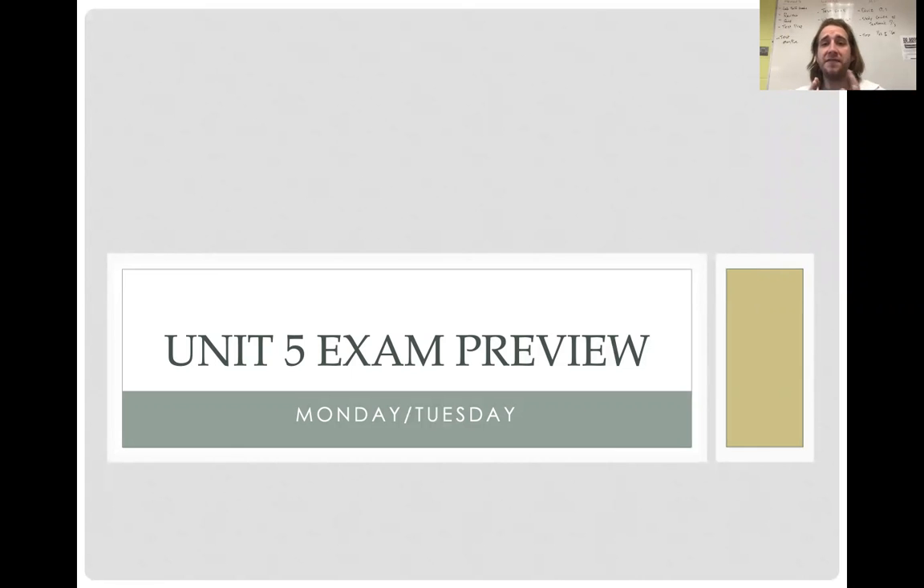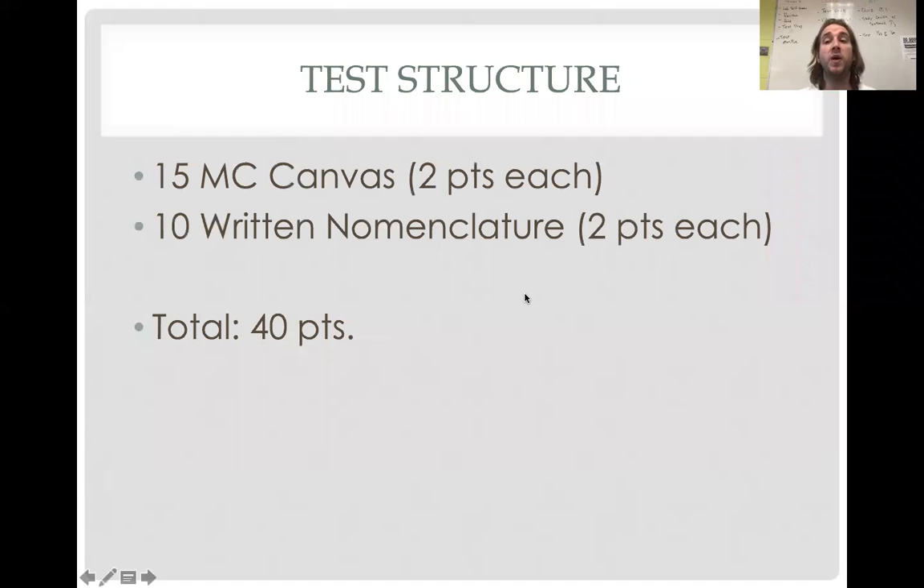So, Unit 5 test preview. Want to make sure you are comfortable and confident going into our exam next week on Tuesday. So what to expect? First, 15 multiple choice questions will be on Canvas. You will need Lockdown Browser for that. You guys know the drill. They're going to be 2 points apiece, so 30 points coming from the multiple choice.